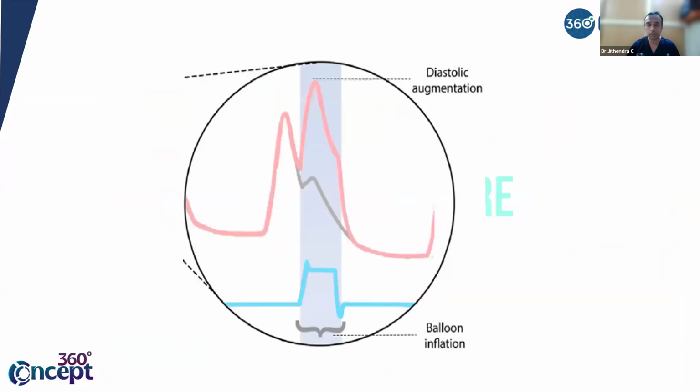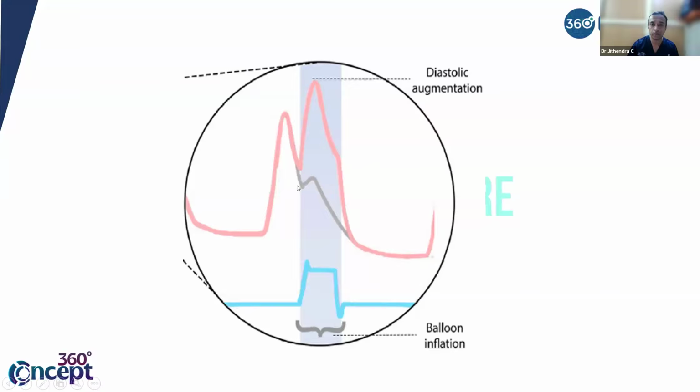So this is the magnification of the waveform. You will be seeing an arterial trace and a balloon inflation. This red color is your arterial trace, and you can see the gray color underneath it. This gray color is an unassisted normal arterial waveform. Here is a dicrotic notch, and when your patient is on IABP, you would have timed it in such a way that your balloon will inflate at the dicrotic notch. Okay, so there is an increase in your systolic peak. So this is your diastolic augmentation.